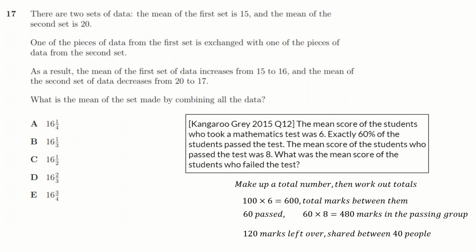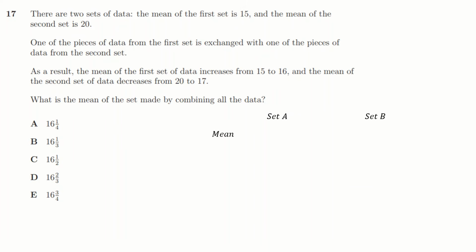So I am going to have to do a little bit of maths first. So I'm going to set up a table. Set A has a mean of 15. Set B has a mean of 20. So the pieces of data in set A, I'm just going to call N, and the pieces of data in set B, M. So I'm just saying there are N pieces in here and M pieces in here.